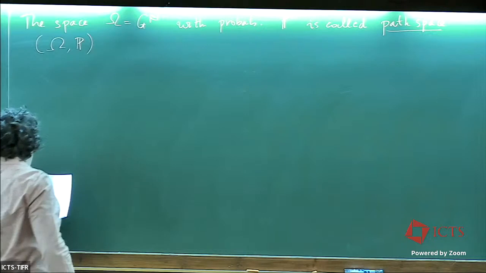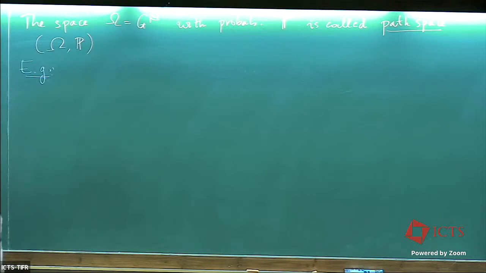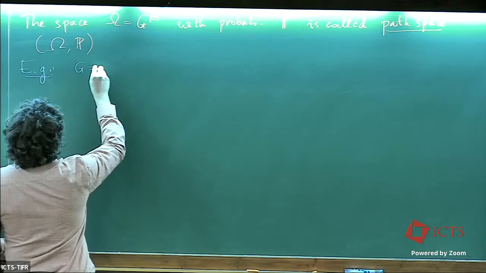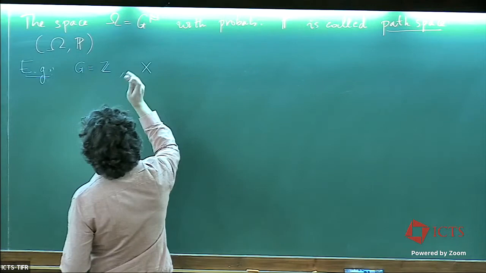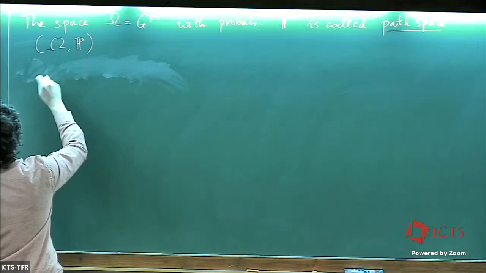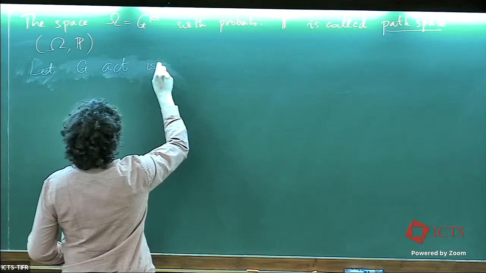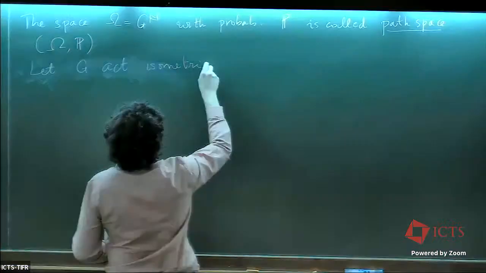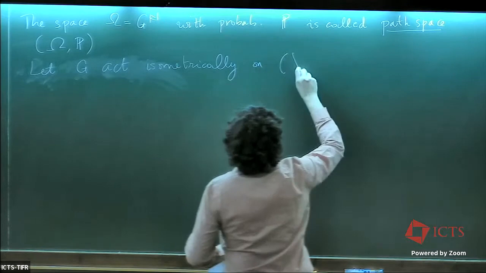Okay, so again, examples that you have probably seen. The classical setting of probability, for instance, is if G is the group Z. And in general, the other thing we care about most of the time is we let G act isometrically on some metric space X, d, some metric space.